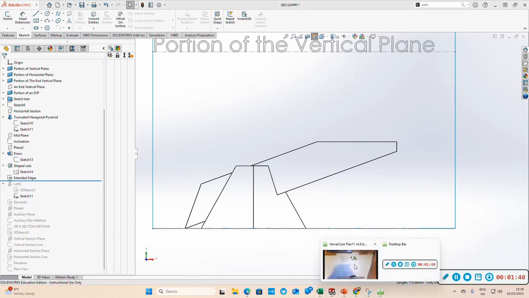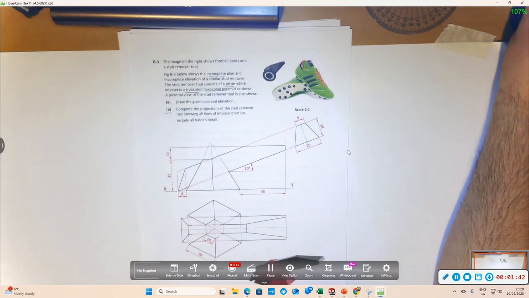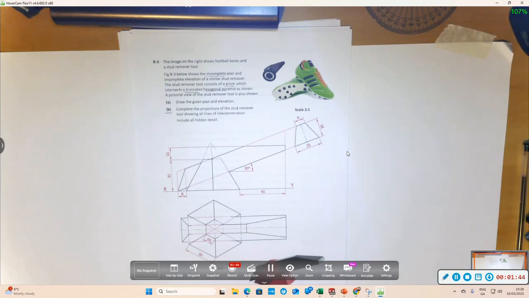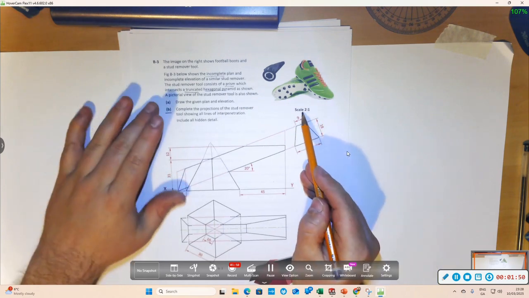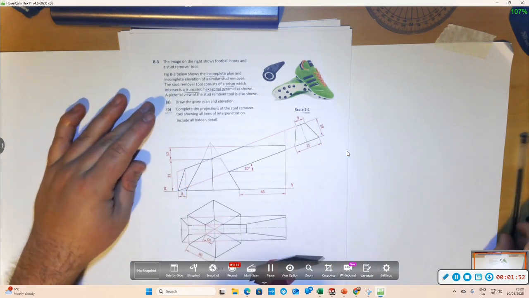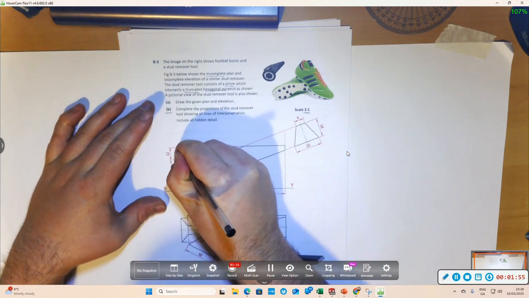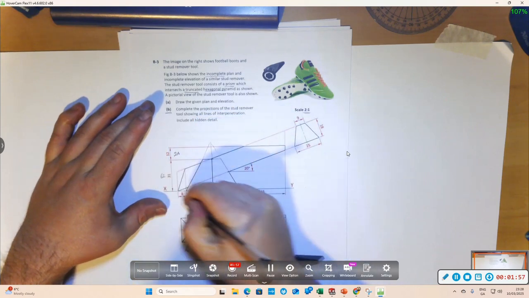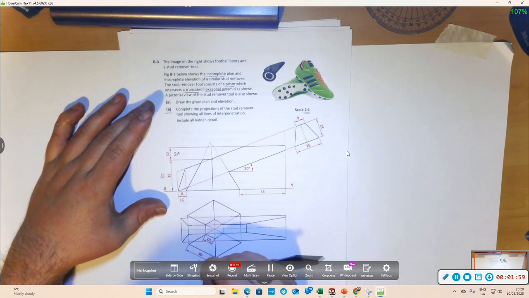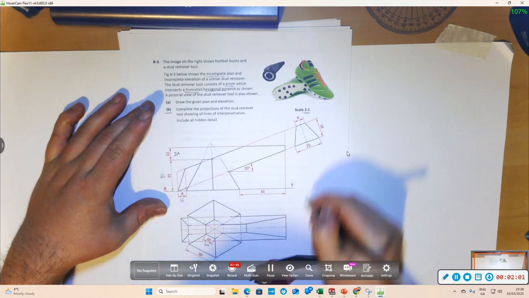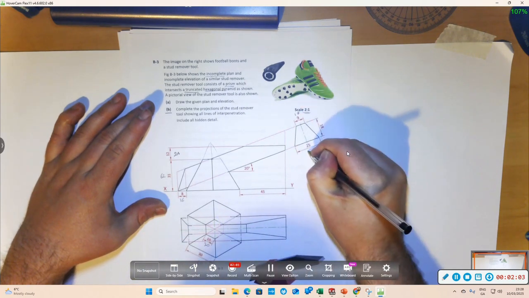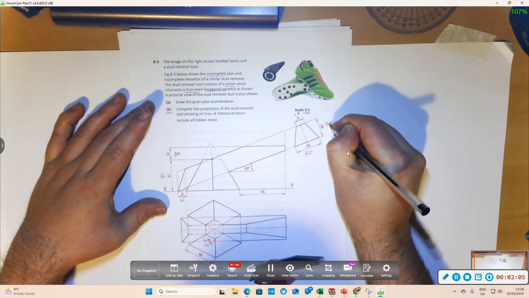Now, the scale is 2:1. A common mistake would be to forget this, or get the scale incorrect. Your scale 2:1 means that you double it. So 12 is 24, 62 is 16, 60 is 20, 18 is 50, 36.